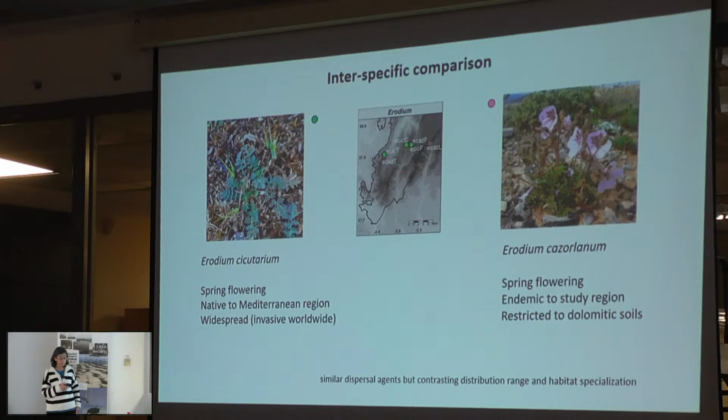And we did this applying it to interspecific comparison, because indeed we were interested in knowing how this endemic plant species that is very rare, is called Erodium cazorlanum because it's mainly distributed within the Cazorla mountains, is able to use epigenetics to survive in this environment, because it's not widespread as the other. So our question here was to compare the patterns in the space for 2 species that are related in the same genus, with similar dispersal agents, but with contrasting distribution range and a habitat specialization.